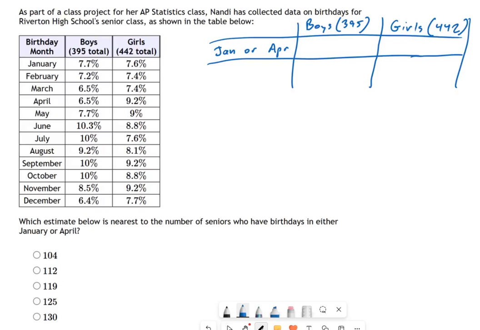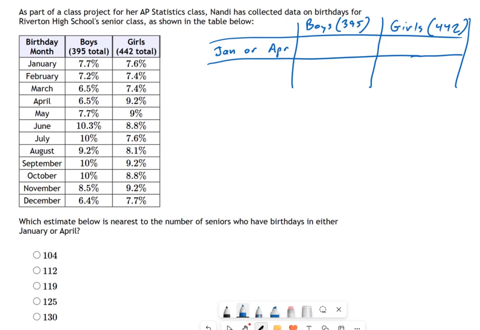We have a question here. This is asking for the number of seniors at Riverton High who have birthdays in January or April. And what we have to go on is a percentage table over here where we're given the percentage of seniors in each month.